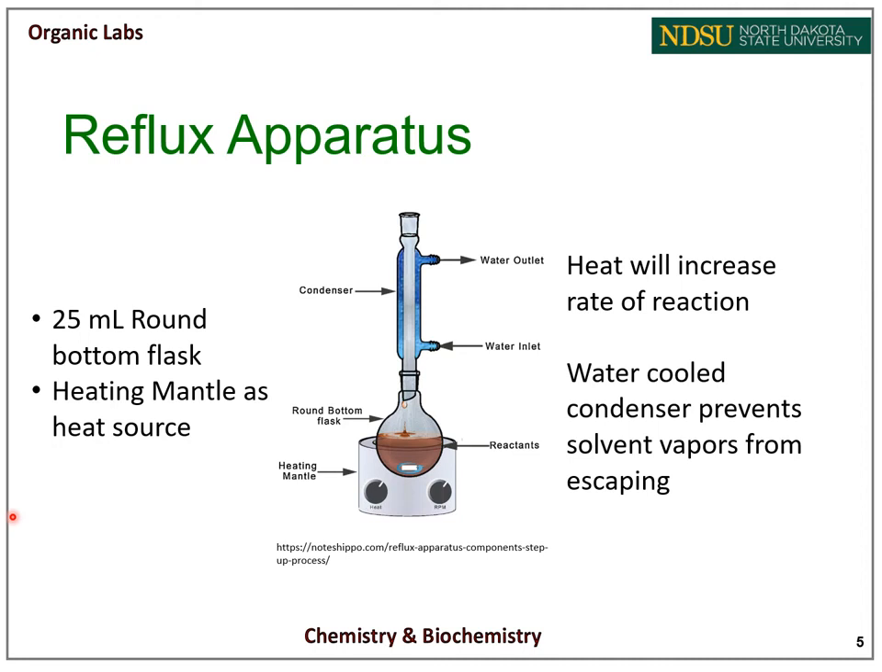First, you'll need to assemble your reflux apparatus using a 25 milliliter round bottom flask and a water-cooled condenser. Also, use a heating mantle to heat your sample. Make sure that you set up your reflux apparatus with a stand and a clamp. Connect the water tap to the inlet at the bottom with a PVC clear tubing and connect the outlet at the top with PVC clear tubing and put the hose in the drain. Heat will increase the rate of the reaction, and the water-cooled condenser prevents the solvent vapors from escaping.